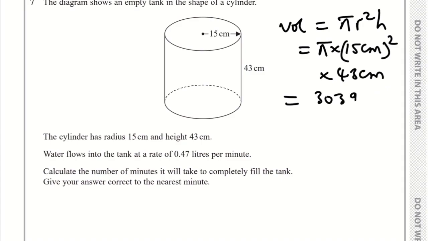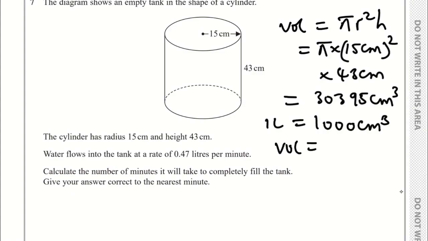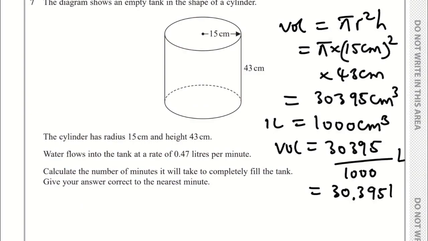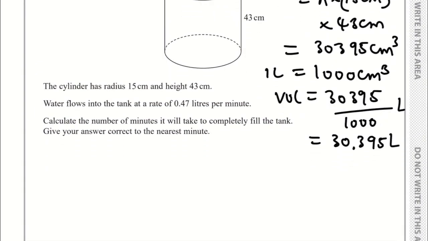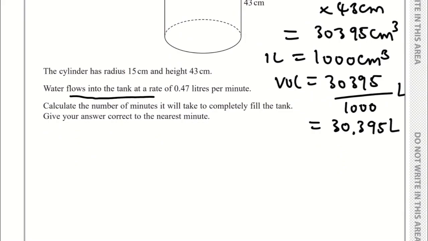So 30395 centimeters cubed. Now, 1 liter is equal to 1000 centimeters cubed. I want to convert this to liters. So if you want to convert 30395 centimeters cubed to liters, you have to divide it by 1000. If you are converting to liters, what is that going to give you? That will be 30.395 liters. So again, we're told that the water flows into the tank at the rate of 0.47 liters per minute.